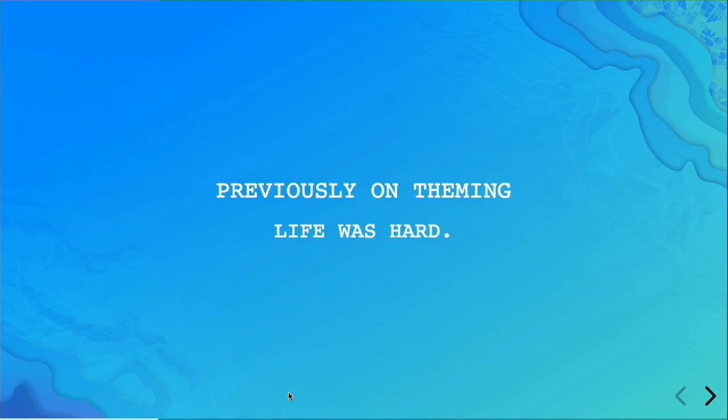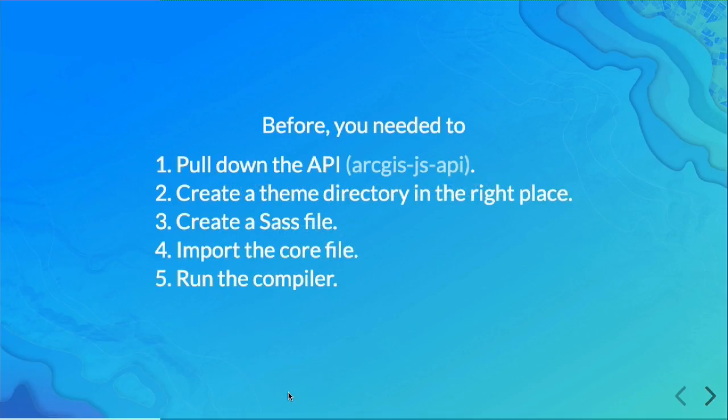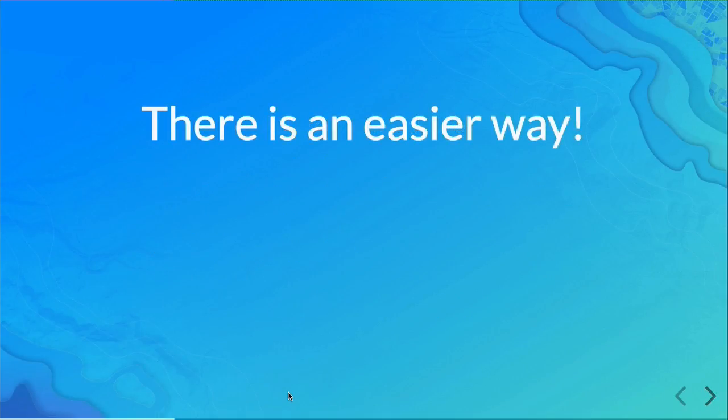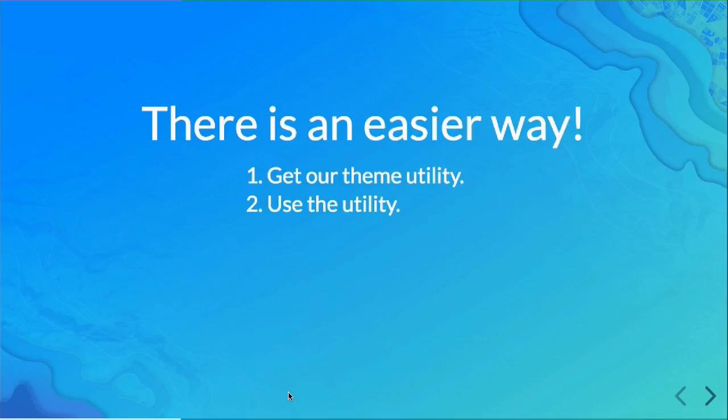So previously on theming, life was hard. In order to really make your own theme for the widgets, you had to do a whole bunch of steps and put stuff in the right place. And then you would usually go to step 6 and wonder why there's an easier way. Well, guess what? There is an easier way. And that easier way is to get our theme utility, use the utility, and then customize your theme using that utility.